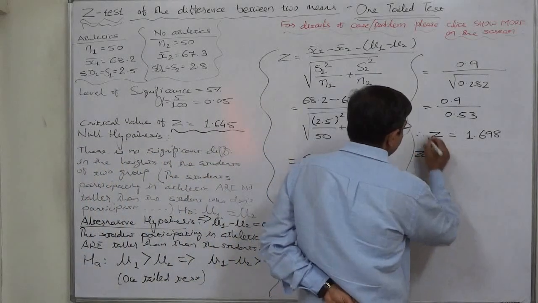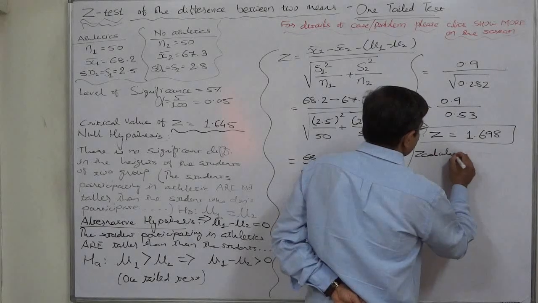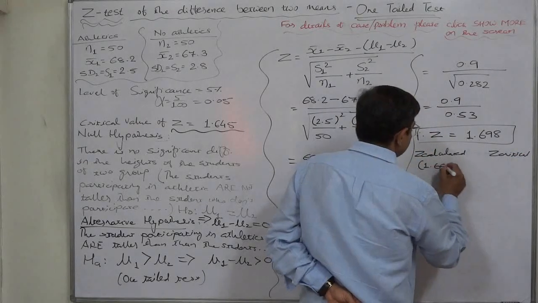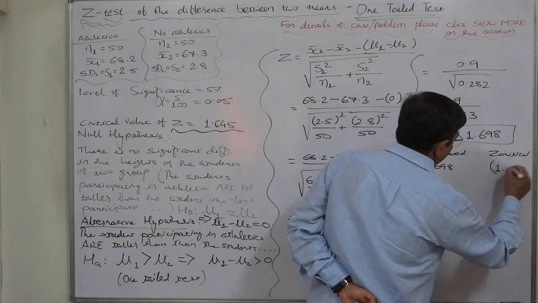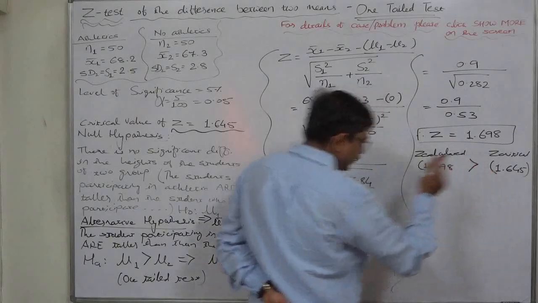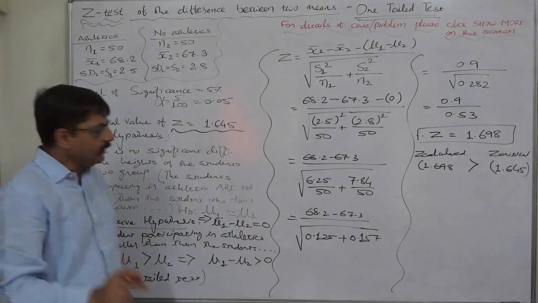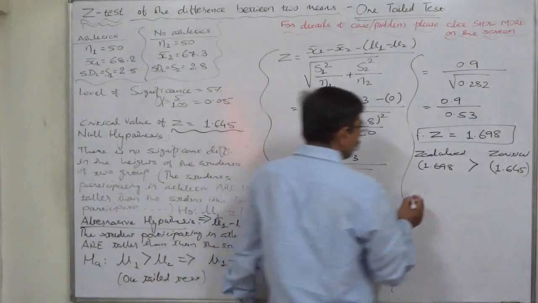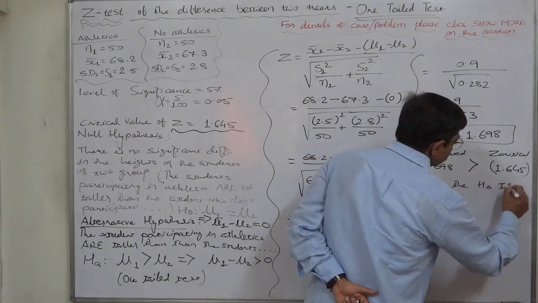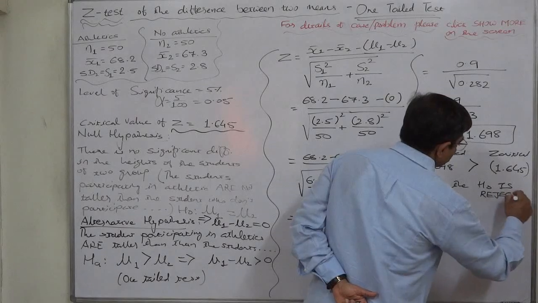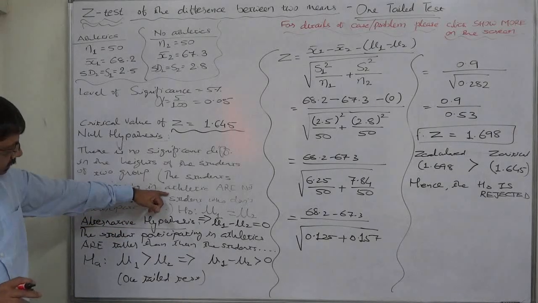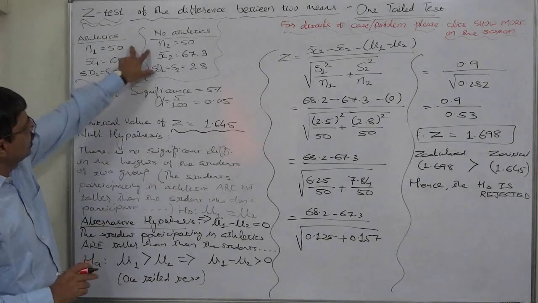So Z calculated, Z critical. Calculated is 1.698, critical is 1.645. So the calculated value of Z is greater than the critical value, and when the calculated value is greater than the critical value, the null hypothesis is rejected. Yes, we reject the null hypothesis that there is no significant difference between the heights of these two groups.